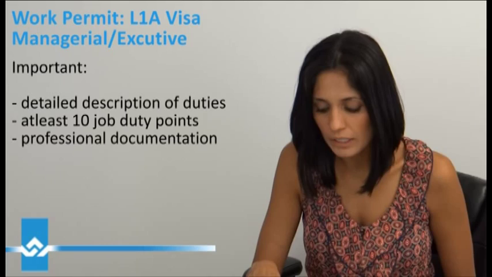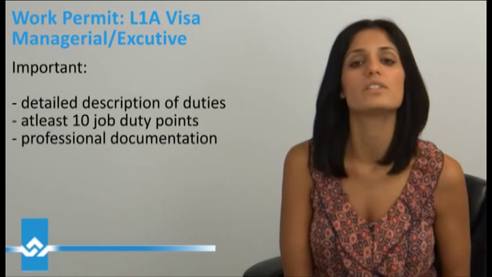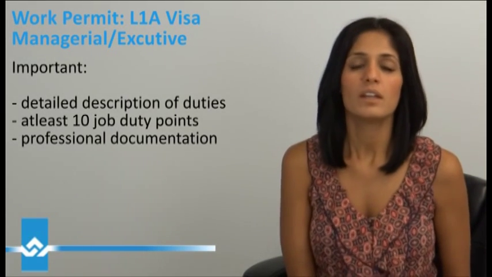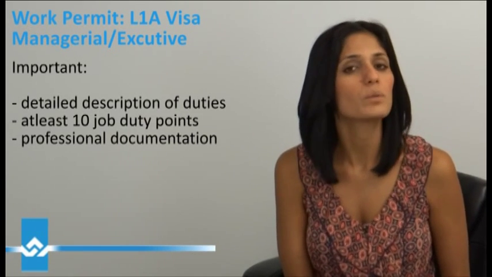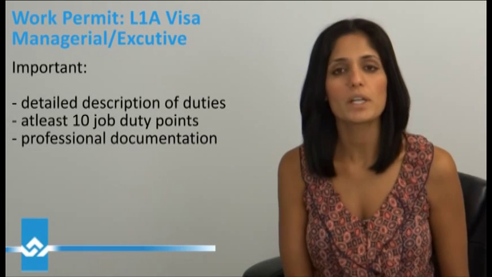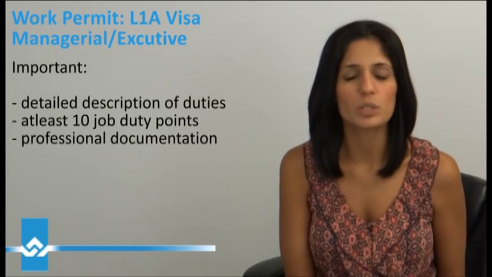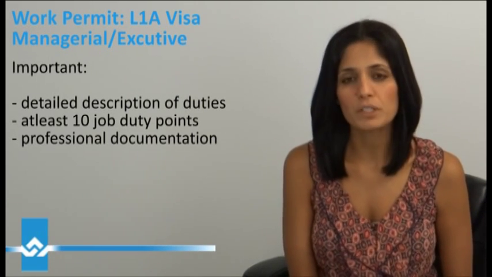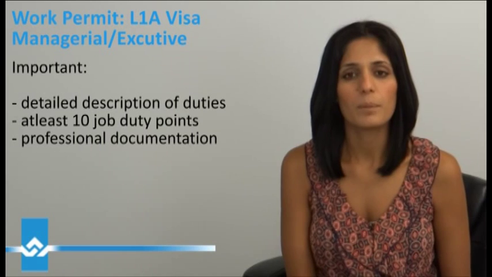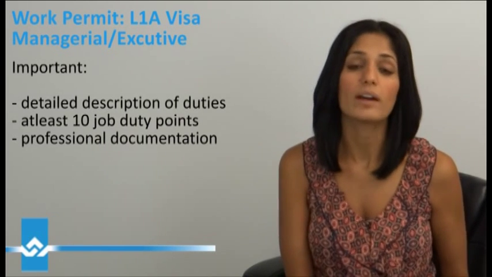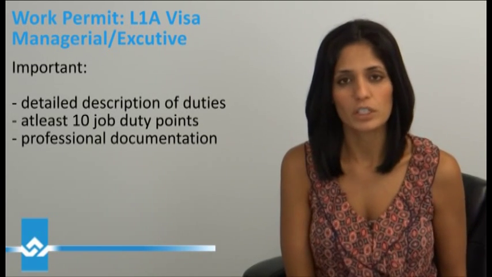The first thing that's important here is that you need to provide a detailed description of the duties. A detailed description doesn't mean 2 or 3 bullet points in regards to your job description. You want to include as many as you can. I would even recommend about 10 points in regards to your job duties. That's very important. Try to be specific. Don't use general terminology. Also use professional terminology. Read it over before you give it to the immigration officer, because as a manager and as an executive, you draft a lot of letters and so forth, and you're accustomed to providing professional documentation.